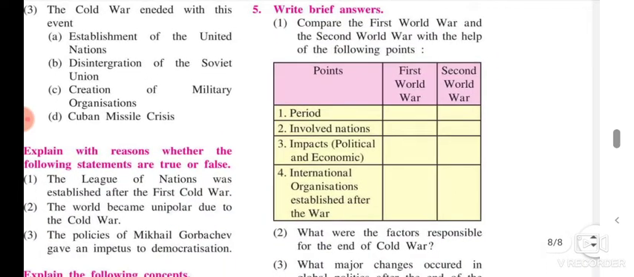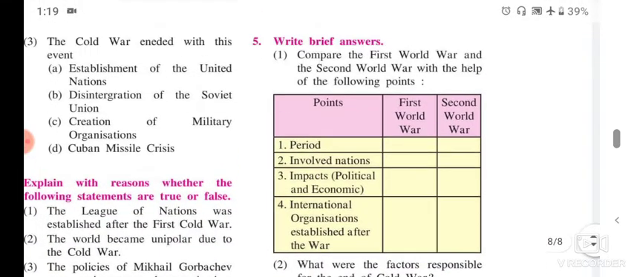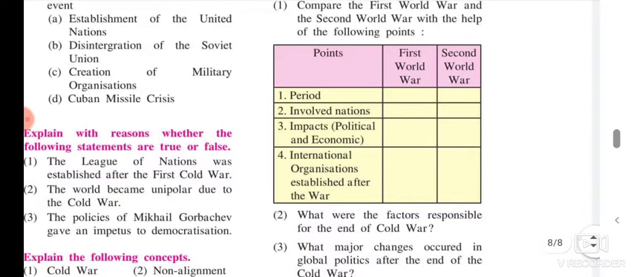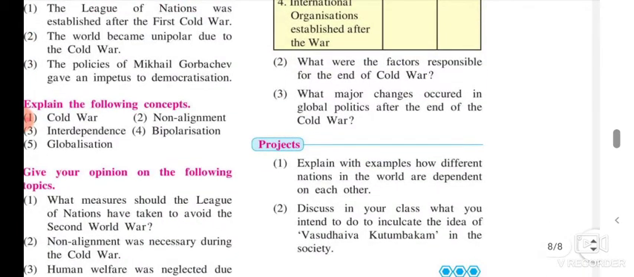We have the fifth question here. Give brief answers. Write brief answers for this. Compare the First World War and Second World War with the help of a table. The points to be compared are period, involved nations, impacts, political and economic, and international organizations established after the war. Second question, what were the factors responsible for the end of the Cold War? What major changes occurred in global politics after the end of the Cold War?